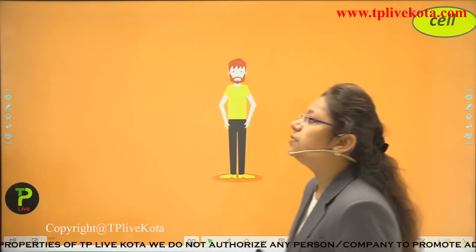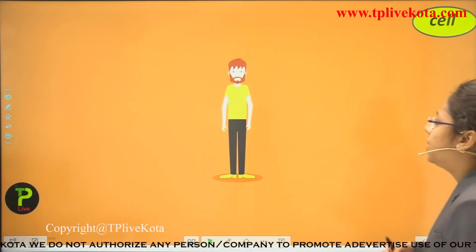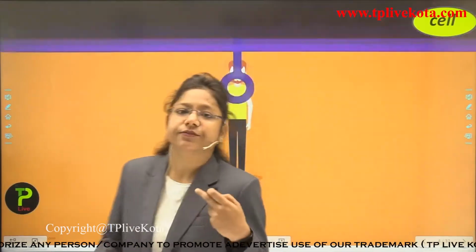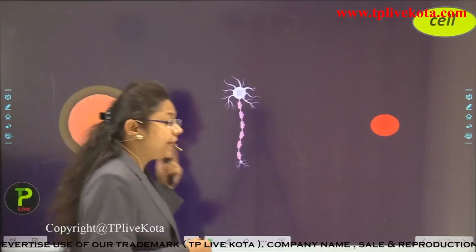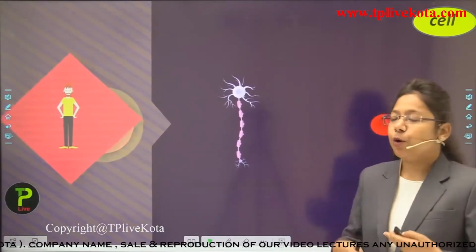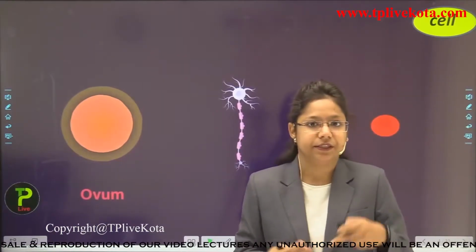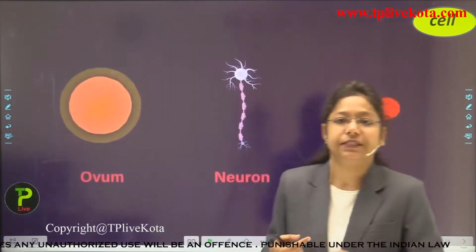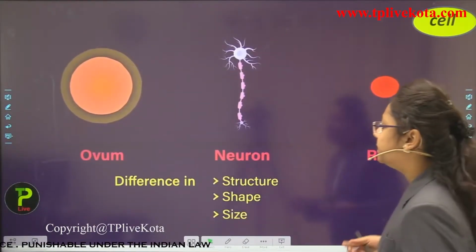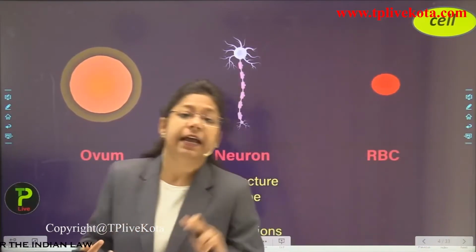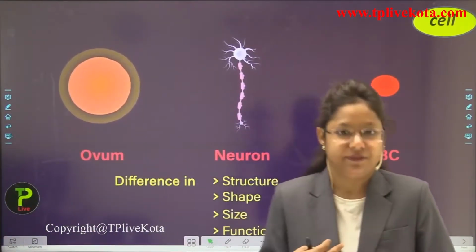Now I am going to make you understand something very important for this chapter: cell shape and size may vary. In our body, these types of cells are present: the neuron, RBCs, and the ovum in a female. But what is the difference? The difference can be in their structure, in their shape, and in their size as well.